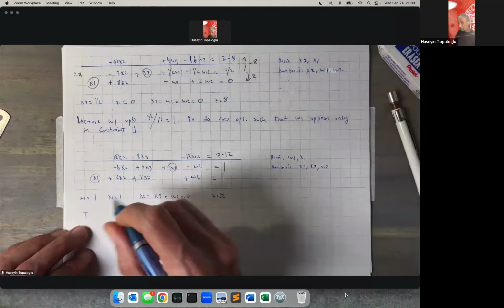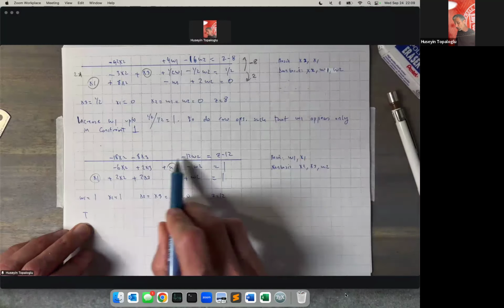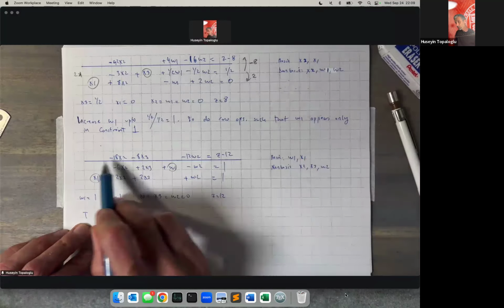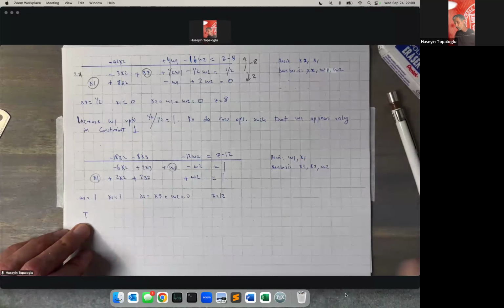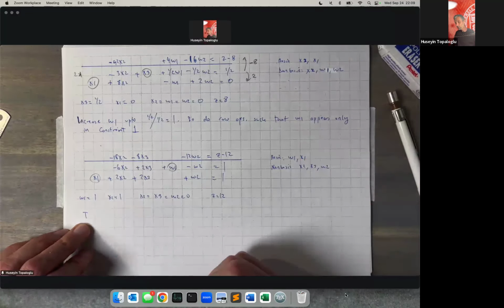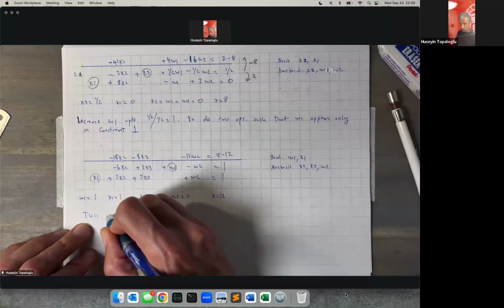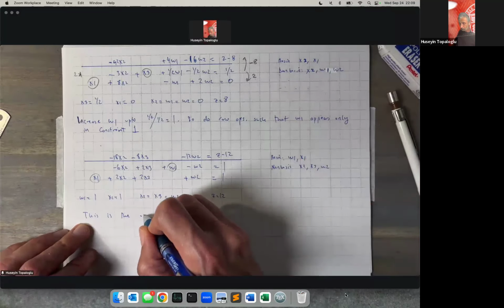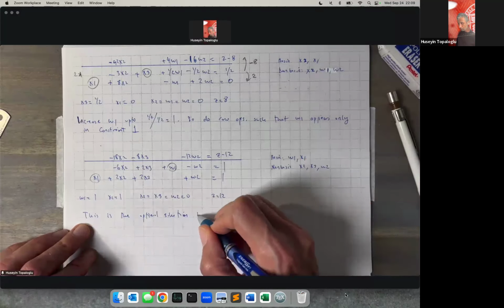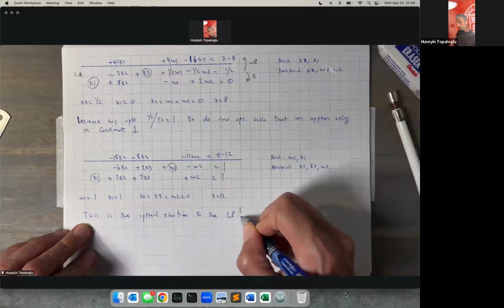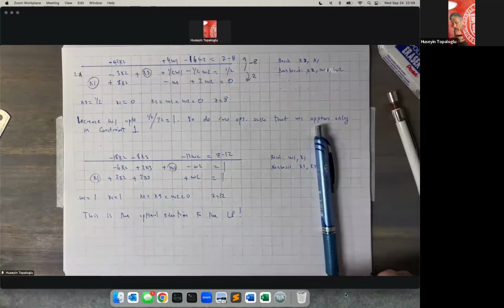Did we reach the optimal solution? If you look at the objective function row, all objective function coefficients are negative or 0. So there is no decision variable we can increase to make the objective value better. So this is the optimal solution to the linear program. Great.